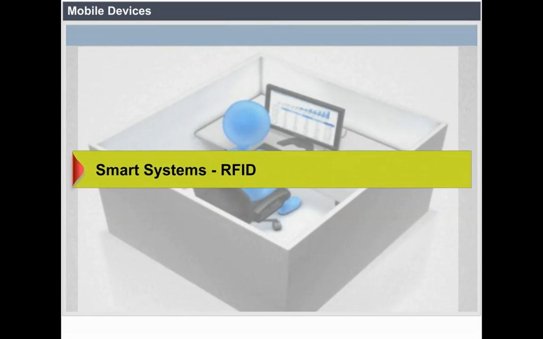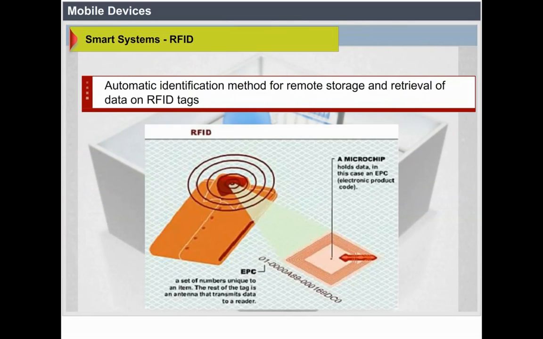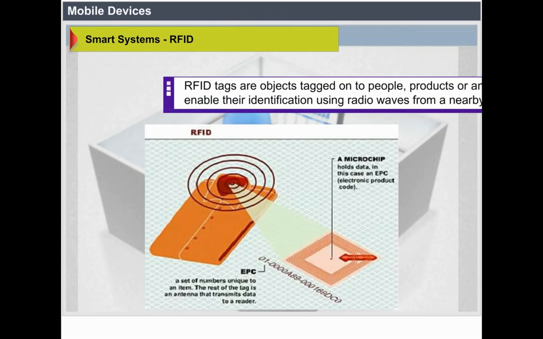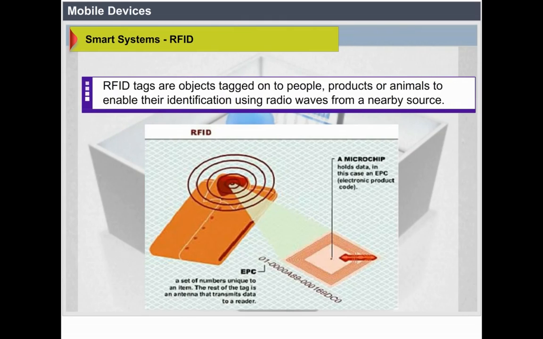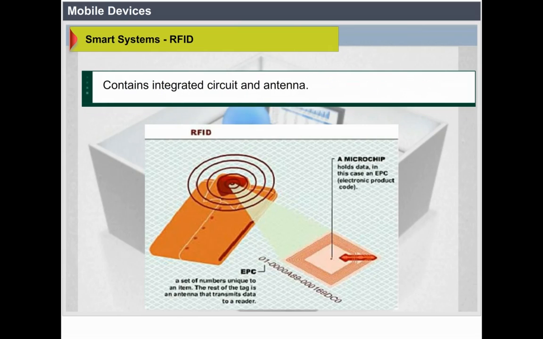Smart systems: RFID. An automatic identification method for remote storage and retrieval of data on RFID tags. RFID tags are objects tagged on to people, products or animals to enable their identification using radio waves from a nearby source. They contain an integrated circuit and antenna.